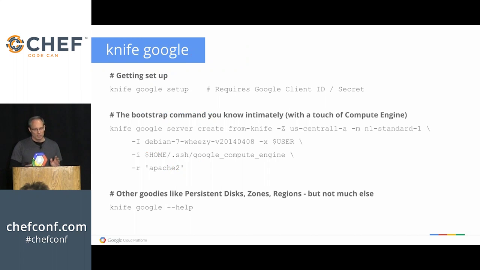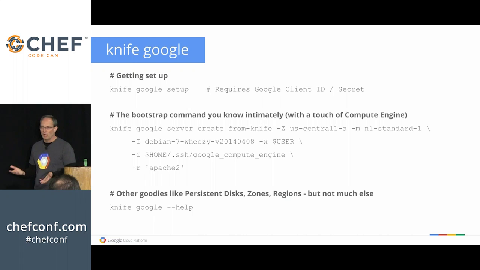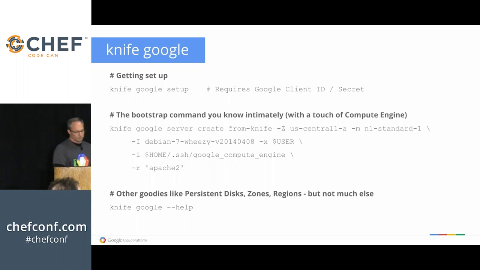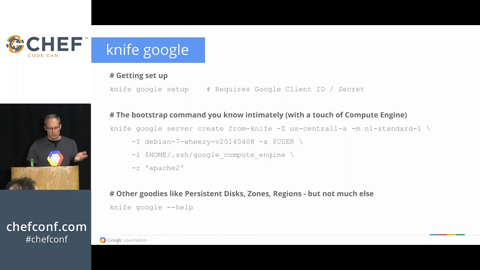So, quick little sample. I'm not going to do a demo on that because I want to show you the new stuff. But you would run knife google setup, assuming you installed the gem, right? And you have to have created the credentials, and you feed that into this tool. And then after that, you could run knife google server create. You can pass in a run list, give it the credentials, the image, size, location of where you want it, and it runs off and provisions that and then bootstraps it. It does other goodies like persistent disks, zones and regions, but not much else, right? Like I talked to you about firewall rules and load balancer, but knife google doesn't really support all of that.